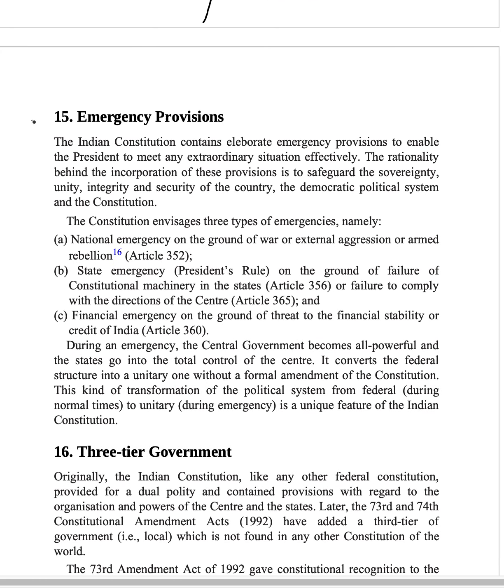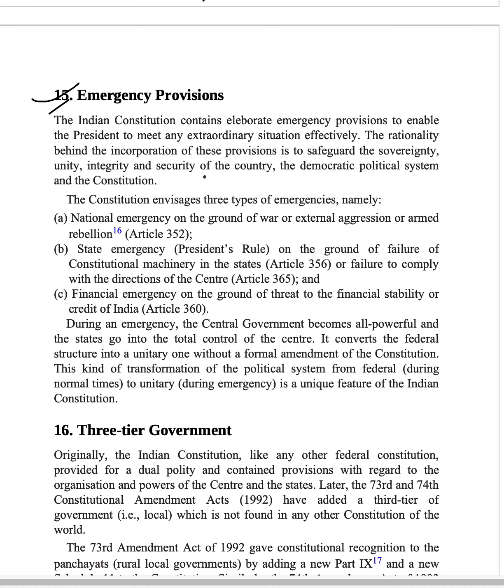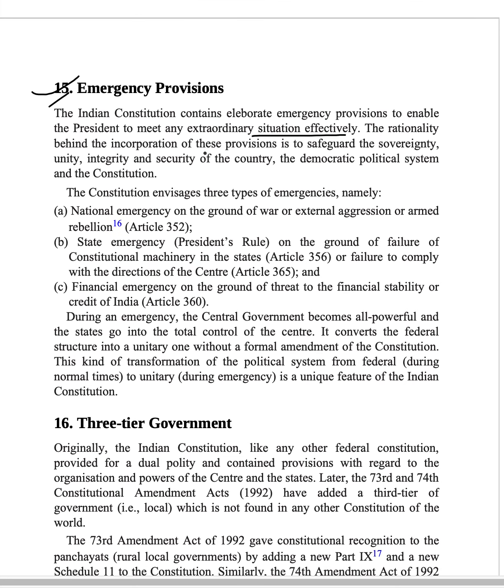And 15, emergency provisions. The Indian Constitution contains elaborate emergency provisions to enable the president to meet any extraordinary situation effectively. The rationale behind the incorporation of these provisions is to safeguard the sovereignty, unity, integrity, and security of the country, the democratic political system, and the Constitution.